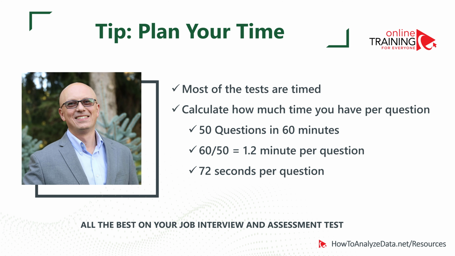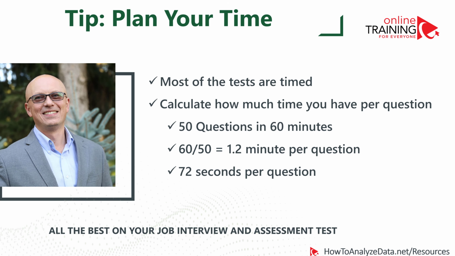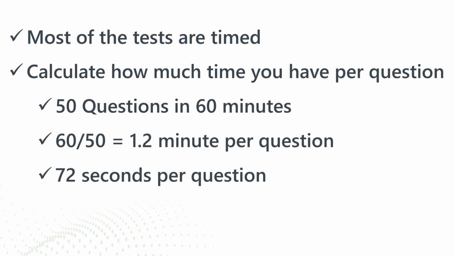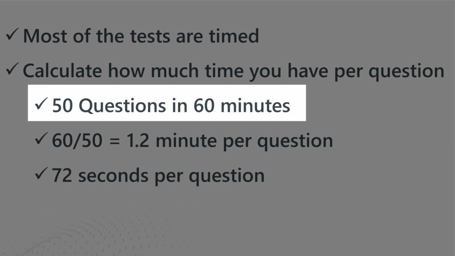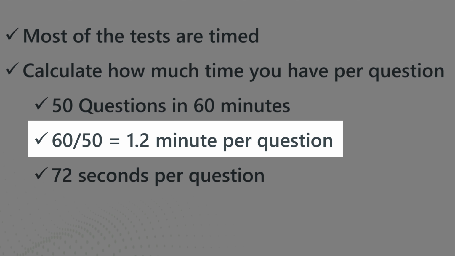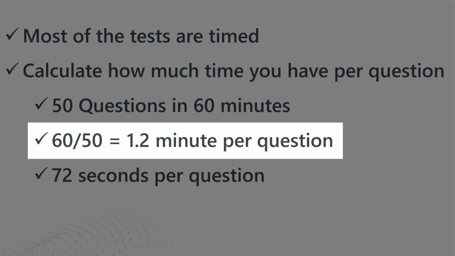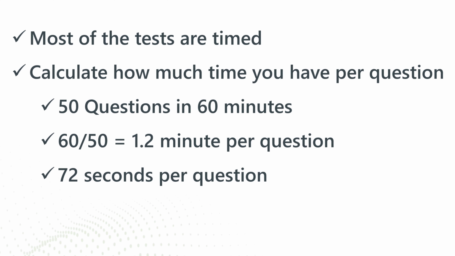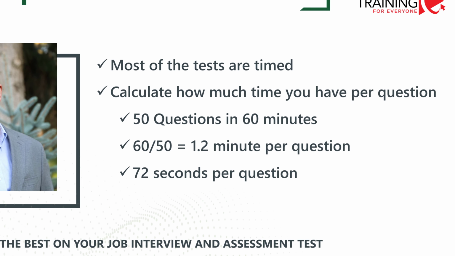Let me give you a tip on how to plan your time during the test. As you're probably well aware, most of the assessment tests are timed. One thing you can do to increase your chances of passing the test is to calculate how much time you have per question. For example, if you have 50 questions that you need to complete in 60 minutes, you can do a quick math in your head. By dividing 60 by 50, it will give you the answer that you need about 1.2 minutes per question, which is an equivalent of 72 seconds per question. Having this information handy will tell you how much time you need to allocate per each question.